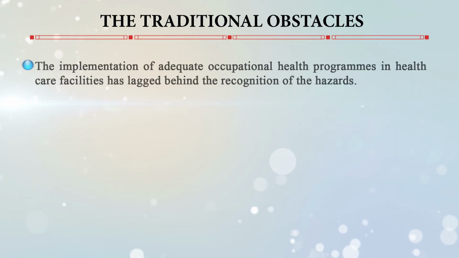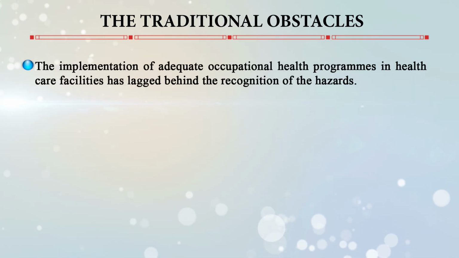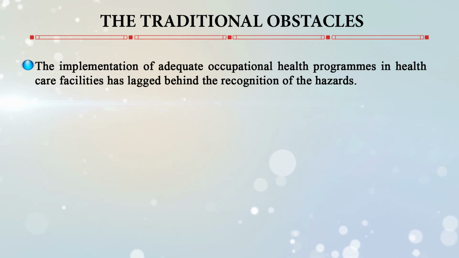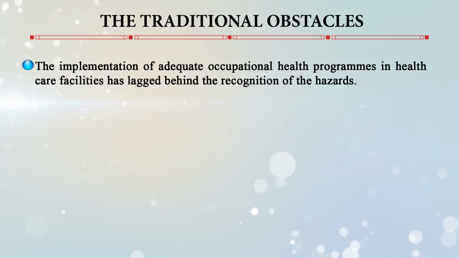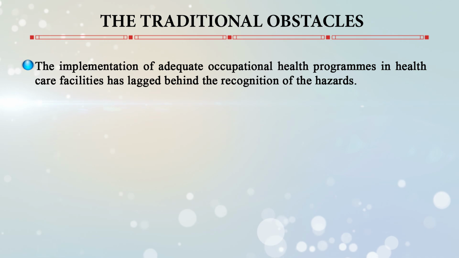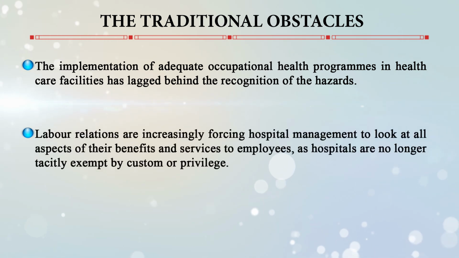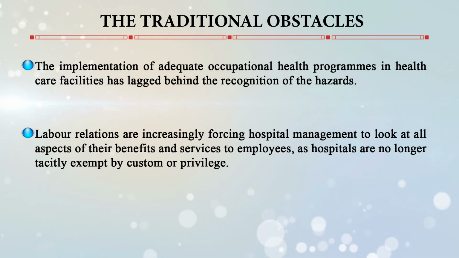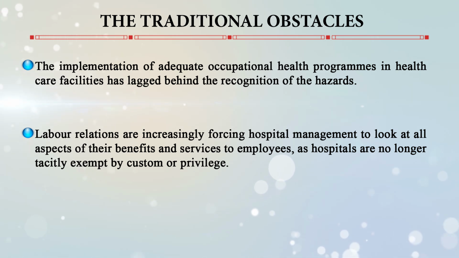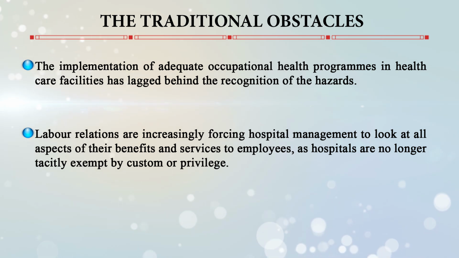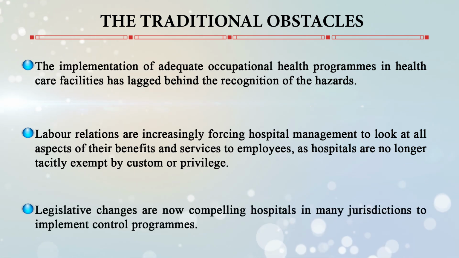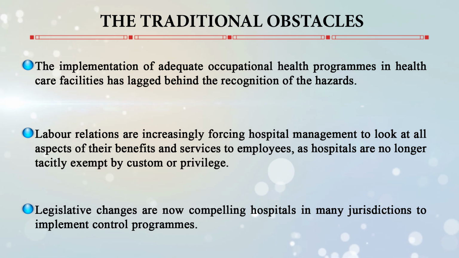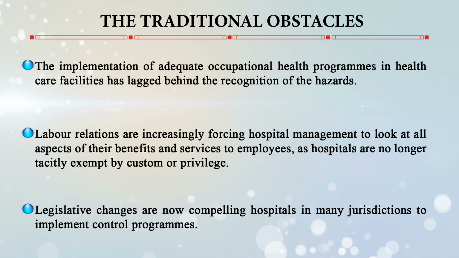Organizing a chemical control program in hospitals is highly required. The traditional obstacles, and also the implementation of adequate occupational health programs in healthcare facilities, have lagged behind the recognition of the hazards. So to minimize these things, training programs are highly required. And also the labor relations are increasingly forcing hospital management to look at all aspects of their benefits and also the services to the employees, as hospitals are no longer tacitly exempt by custom or privilege. And also legislative changes are now compelling hospitals in many jurisdictions to implement control programs.